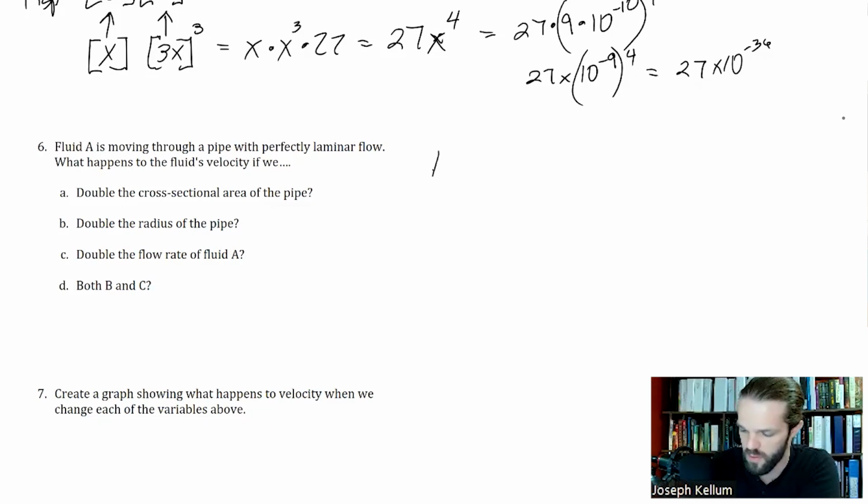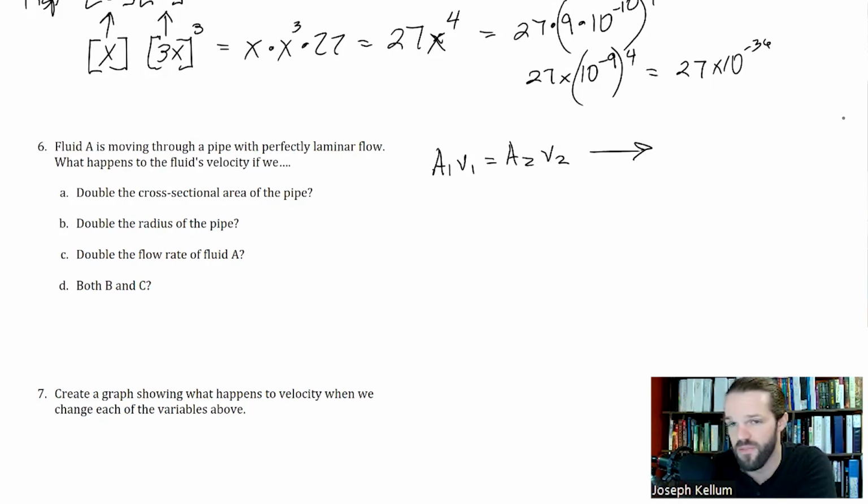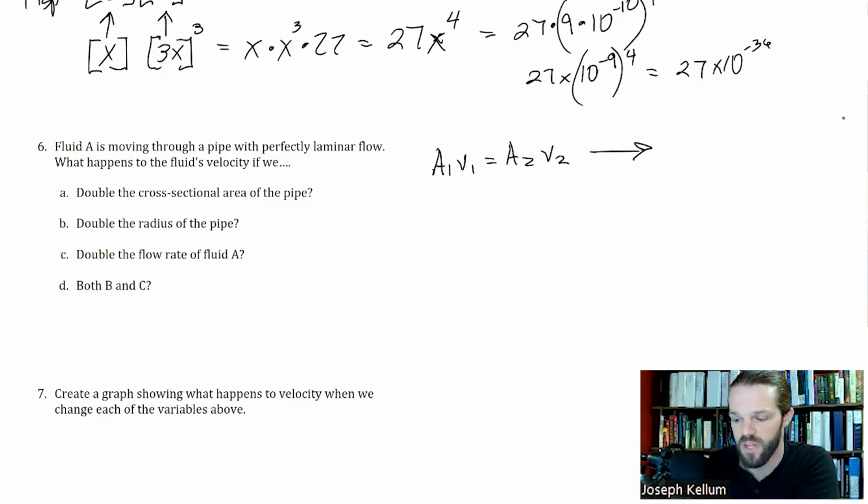You'll probably have seen it most frequently written out as A1 times V1 equals A2 times V2, where A and V are cross-sectional area and velocity, respectively. This equation is really a simpler version of what I call the conservation of flow equation in a continuous fluid. So I just say like flow 1 equals flow 2.